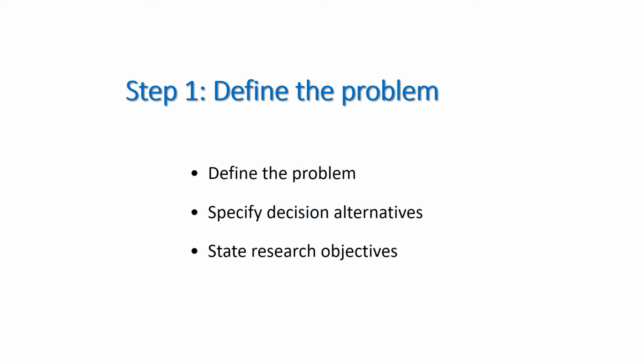And when we look at the different steps and stages in marketing research, the first step is to define a problem, to specify decision alternatives, and then to state the research objectives. And I can't really begin to tell you how important primary and secondary research is, especially primary research if conducted correctly.